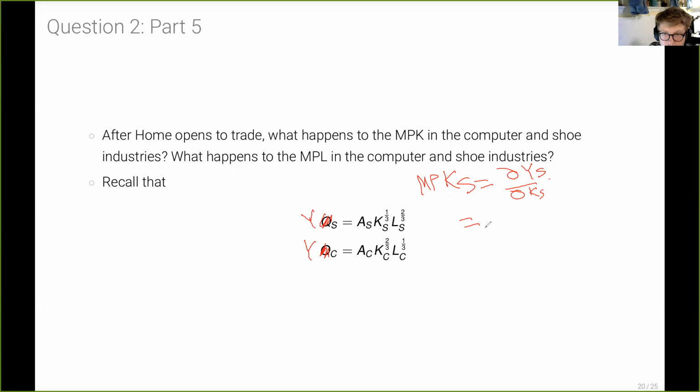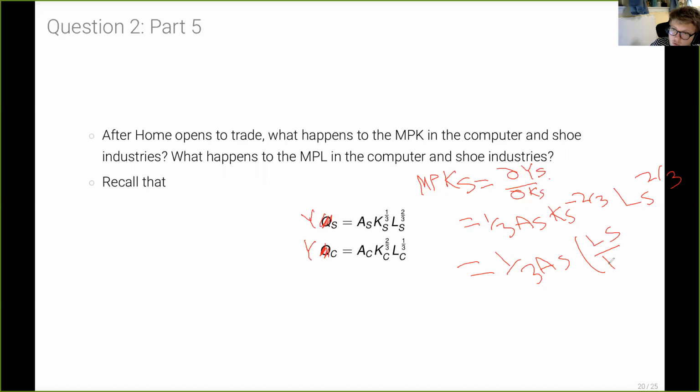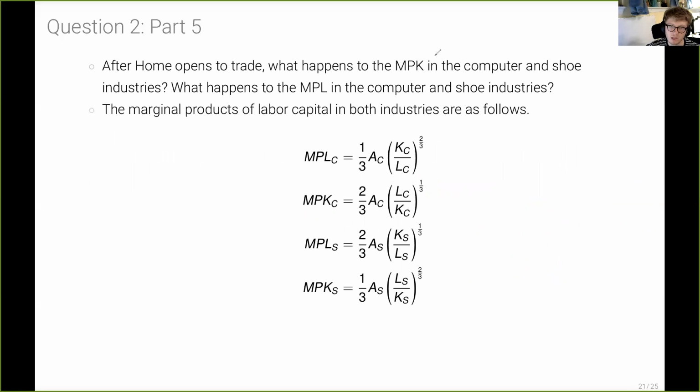And so MPKS is going to be equal to 1/3 times AS times KS to the -2/3 times LS to the 2/3. And then you can notice that this negative exponent means that we can just rewrite this as 1/3 AS times LS over KS, all raised to the 2/3. So that's how you would figure out what MPK and MPL are. I'm just going to do it for MPKS and then show you what the remaining look like.